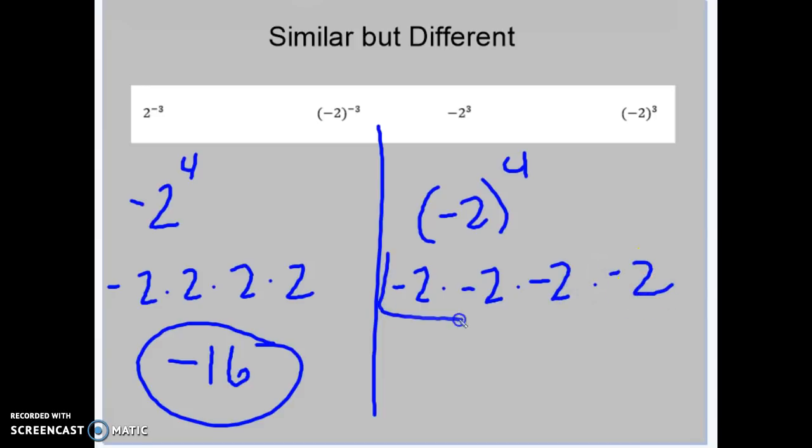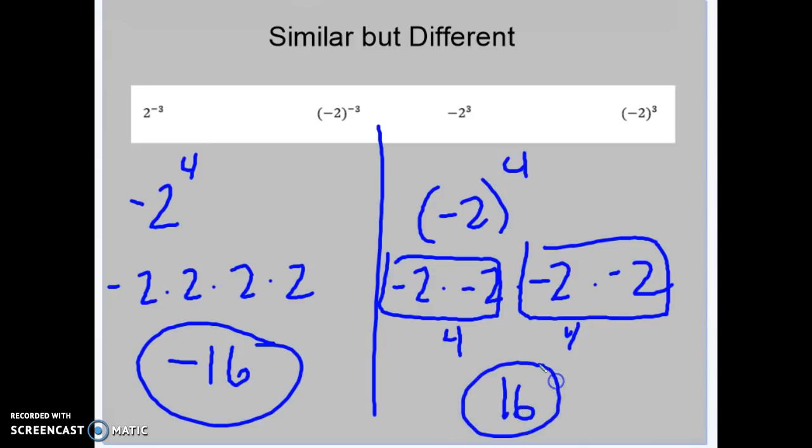Well, negative 2 times negative 2 is positive 4. Negative 2 times negative 2 is positive 4. And 4 times 4 is 16. So when your exponent's even, it really makes a big difference in what your final outcome is. So be careful. If you have parentheses around the base, like you do here, then the entire number is negative 2. But here, it's just 2 times 2 times 2. So make sure you're watching the base there.